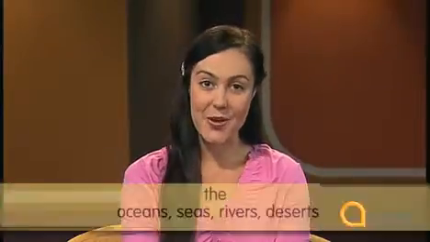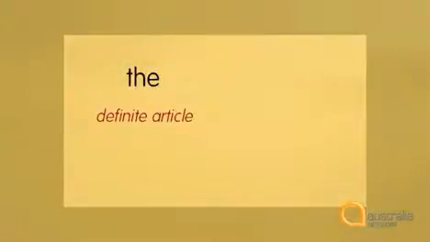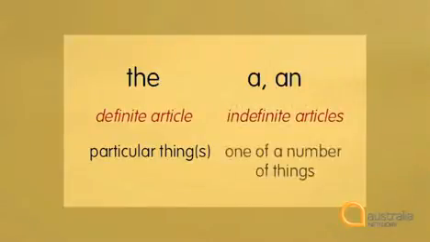And here's another rule. We use the with oceans, seas, rivers and deserts. We say the Indian Ocean, the Yangtze River, the Gobi Desert. We also use the for points on the globe, the equator, the Tropic of Capricorn, the North Pole. Choosing the right article can be very confusing, but if you follow the general rule that you use the definite article to refer to a particular thing or things, and a and an, indefinite articles, to refer to one of a number of things, you shouldn't go too wrong.